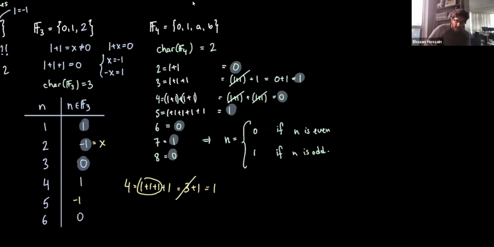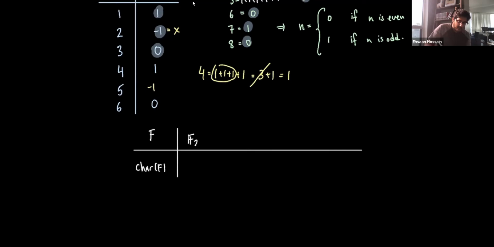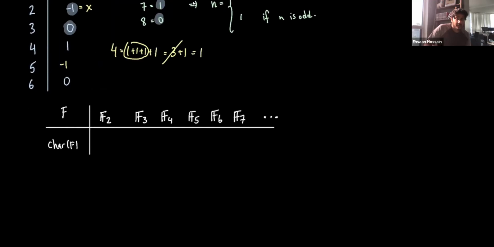So now we can make a different table. We can make a table of fields versus the characteristic of the field. Let's write a field and then write the characteristic of that field. So for example, we just worked out the characteristic of F2, F3, F4. And then let's think more. Maybe there's an F5. How about F6? F7. But then we should extend our table and include the other familiar fields from before, Q and R.